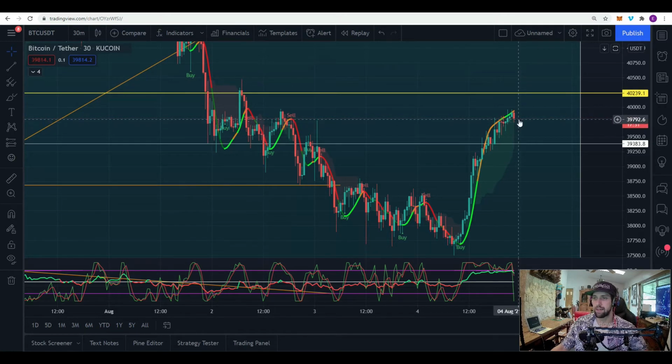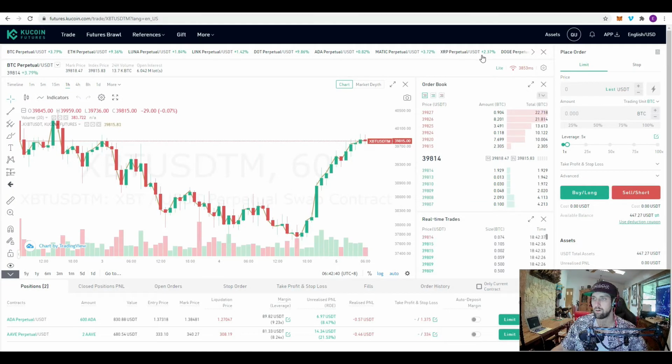Now, let's say I think that this is going to continue to move up and I want to enter a long position on Bitcoin. I can go back to KuCoin. Now, you can see I have 447 in here, and we have around $160 in the trades currently, so that's going to be around $600 or so.